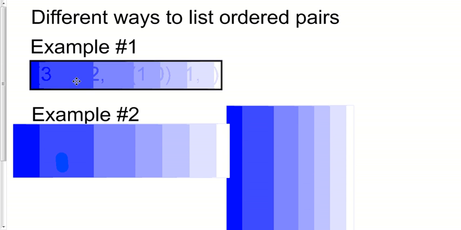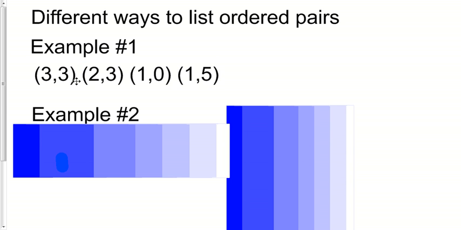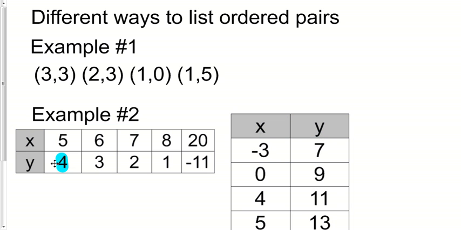Different ways to list ordered pairs. Obviously, we just went over this style, the x and y value being paired up in parentheses. Example number 2, instead of putting them in parentheses, it's where you would actually list them in a table. So this 5, 4 would actually be the same as writing it right here, 5, 4. 6, 3 would be the 6 is the x value, 3 is the y value. You get the idea. Vertical tables, exactly the same thing. Negative 3, 7 is the ordered pair. Negative 3 is the first number, 7 is the second number.